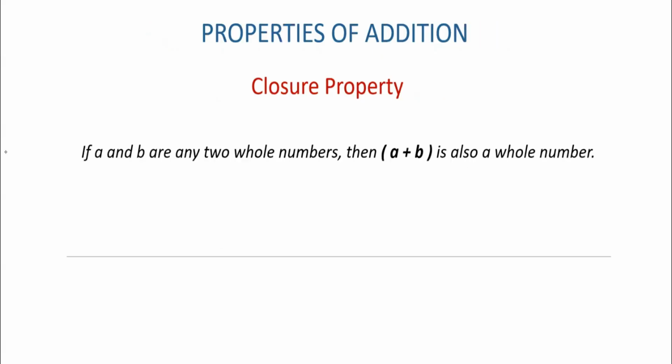The first is the closure property. Now what do we mean by closure property? If we have any two whole numbers, say A and B, and we add those two whole numbers, the answer will also be a whole number. And this will always be true. For example, if we take whole numbers 2 and 3, we get 5. And 5 is also a whole number.